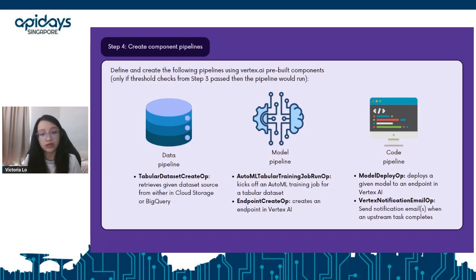And then this is optional, but let's say after all the pipelines are run, your team wants a notification that says, hey, this has been completed. Would you like to take a look and all that? We'll have the Vertex notification email op, which allows every single member of the team, or anyone that's specified, to be notified when the task is complete. So that is the all-in-all general way of automating all these tasks in the pipelines.